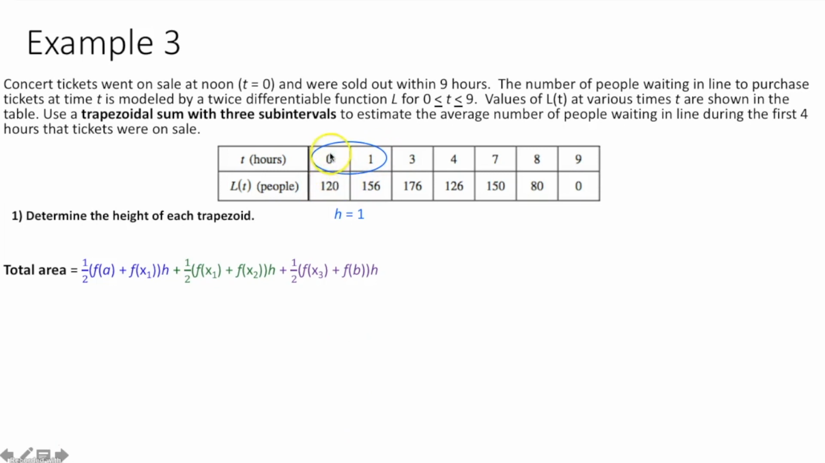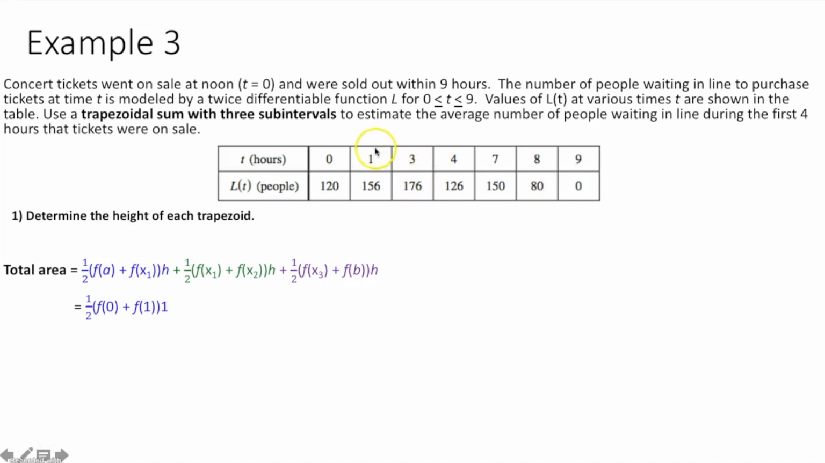This base over here, we find by doing f of 0, and f of 1 is going to give you the second base for this particular trapezoid. Now don't forget, there's 3 different trapezoids we have to find the area for. We found the area for the first trapezoid. Now we need the area for the second trapezoid.